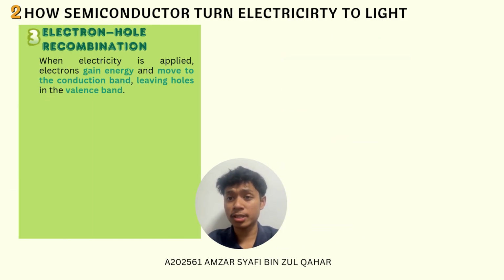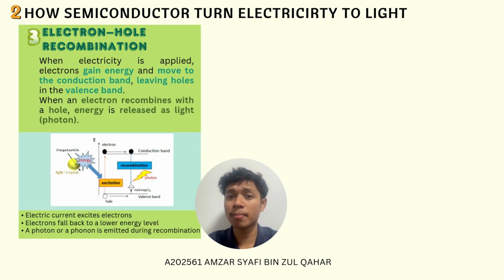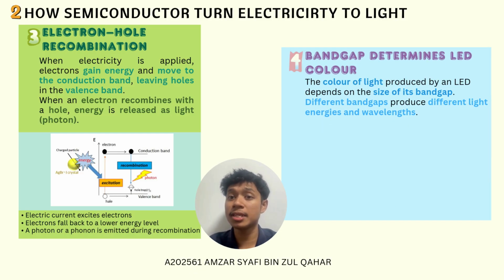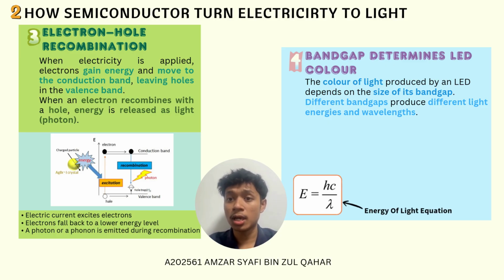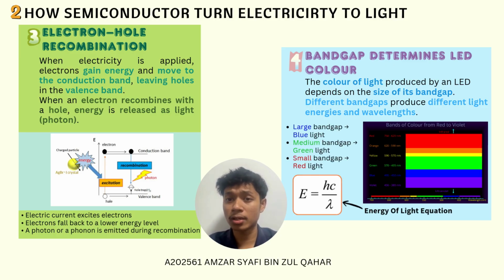When we apply electricity, electrons gain energy and jump to the conduction band, leaving holes behind. When an electron falls back and recombines with a hole, it releases that stored energy as a photon, which is the light we see. The size of that gap determines the LED color. As shown in the equation, a large band gap creates high energy blue light, while a smaller gap creates red. By changing the material, we can create any color on the spectrum.